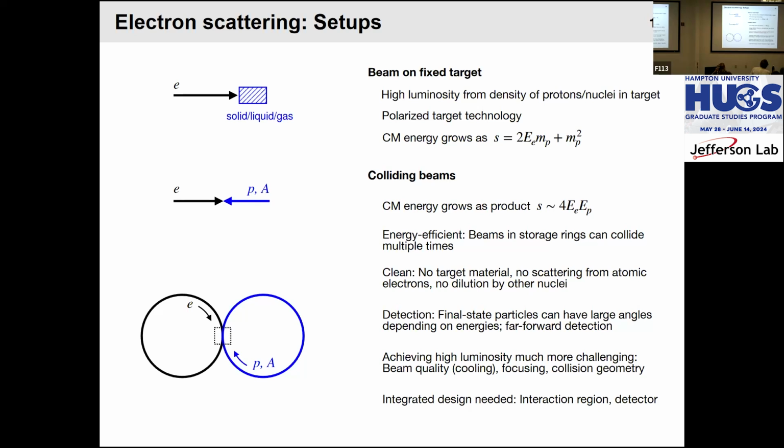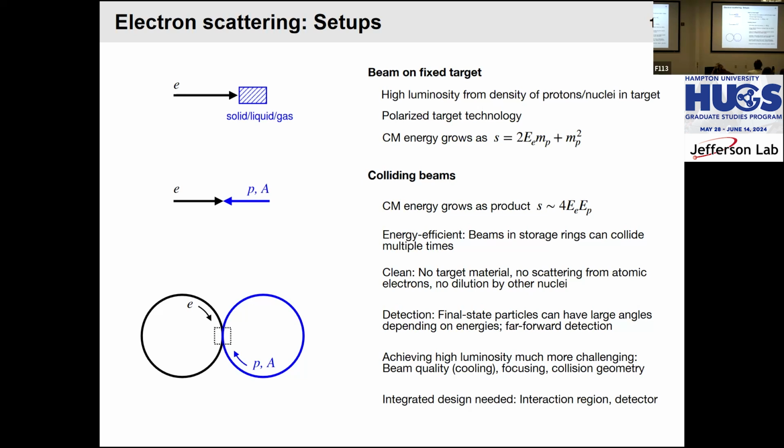And also there's no dilution by other nuclei. For example, many of the targets in fixed target experiments use some molecules like ammonia, and you want to scatter from the hydrogen but not from the nitrogen, and you need to make all kinds of corrections for that. In colliding beams, you deal with one species and it's fully stripped, so it's a lot cleaner.